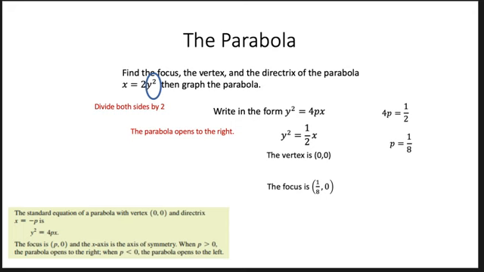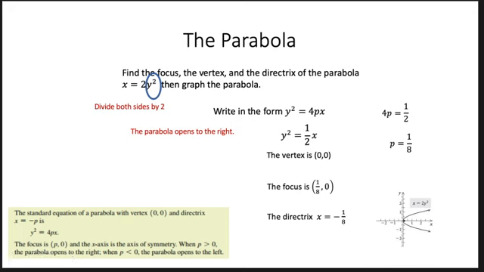Okay, let's pause the video and fix that mistake. Let me explain again. So the directrix is x equals the opposite of p. So the directrix is x equals -1/8. And then we draw the graph. Remember, plot that focus first. The focus is 1/8, 0. The directrix is going to be x equals -1/8. And then you draw your parabola in the middle of that.